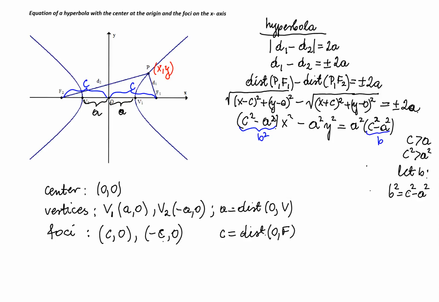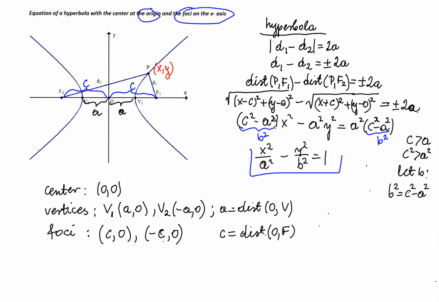And if we choose to replace c squared minus a squared by b squared and divide both sides of that equation by a squared times b squared and simplify, the process that we did using the equation of the ellipse, we will end up with x squared over a squared minus y squared over b squared equals 1. This is the standard equation of a hyperbola with center at the origin and the foci on the x-axis.